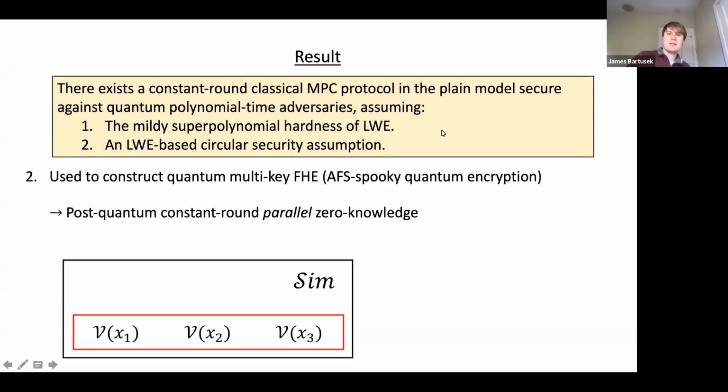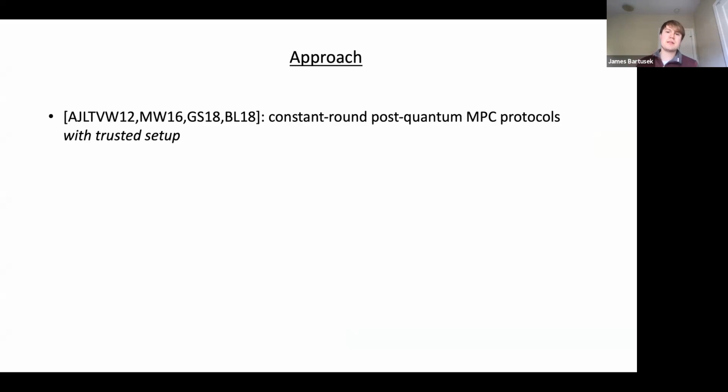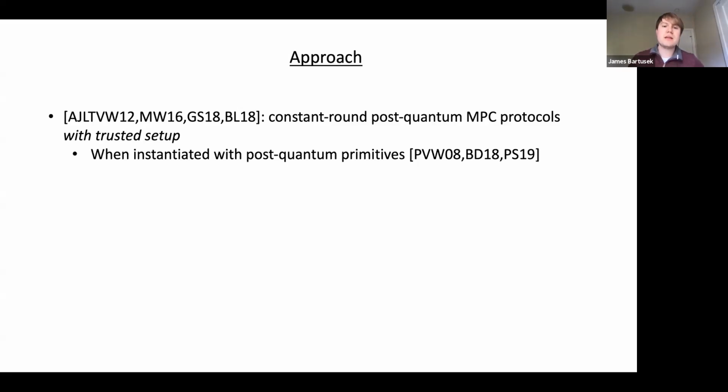So as I just said, this approach is to take these post-quantum MPC protocols with trusted setup that exist in the literature, and these are some examples of them, as long as you instantiate them with appropriate post-quantum primitives. For example, this one is going to be succinct. So even better. They have trusted setup, but the trusted setup is nice in the sense that it's just a common random string. So it's as unstructured as possible.